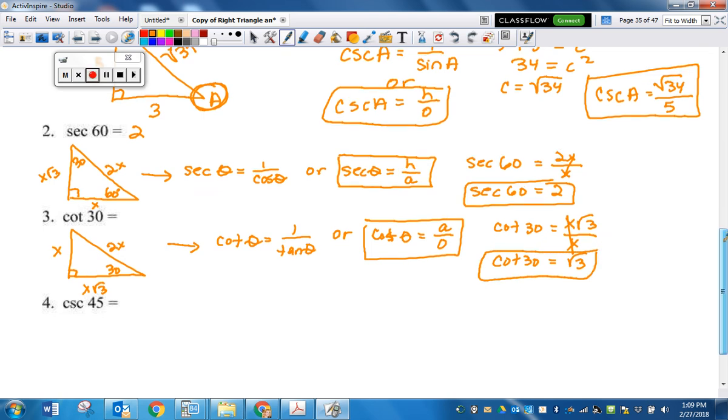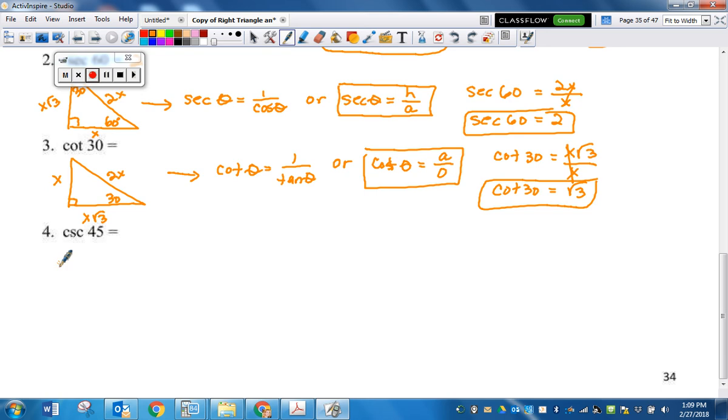Can do the same thing here. It's a 45, 45. Special, right? So 45, 45 means x radical 2, all that old stuff. I am looking for cosecant. So things I need to think about: cosecant of theta is equal to 1 over sine theta. Or cosecant of theta, no matter what the angle was, would be the reciprocal of sine.